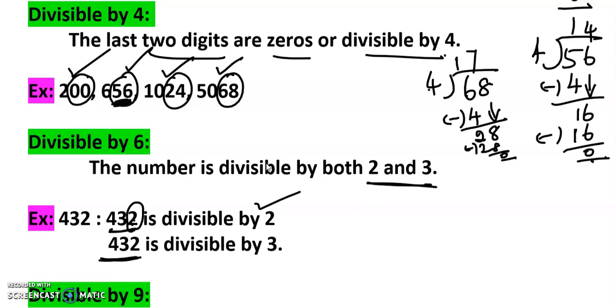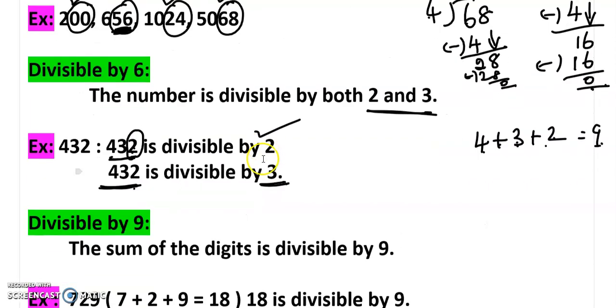Next, for 3 what do you have to do? You have to add the sum of the digits. So 4 plus 3 plus 2: 4 plus 3 is 7. Next 7 plus 2 is 9. So 9 is divisible by 3. Then we can say 432 is divisible by 3.